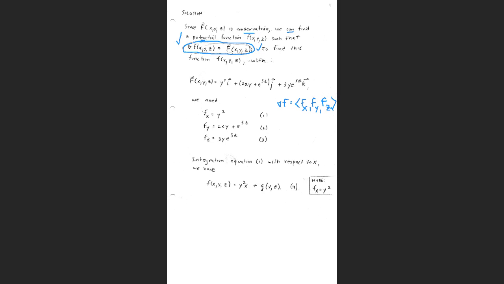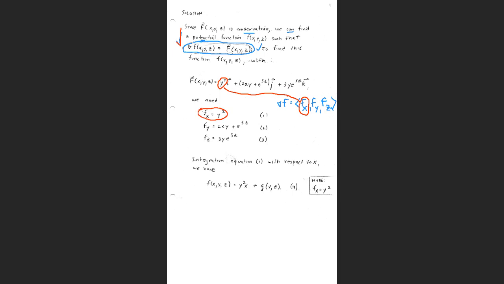Okay, so the y squared, that's going to be met. In order for this gradient of the potential function to equal the vector field, we have to set the first component, y squared, equal to the partial derivative of f with respect to x. So that gets us the first equation here.